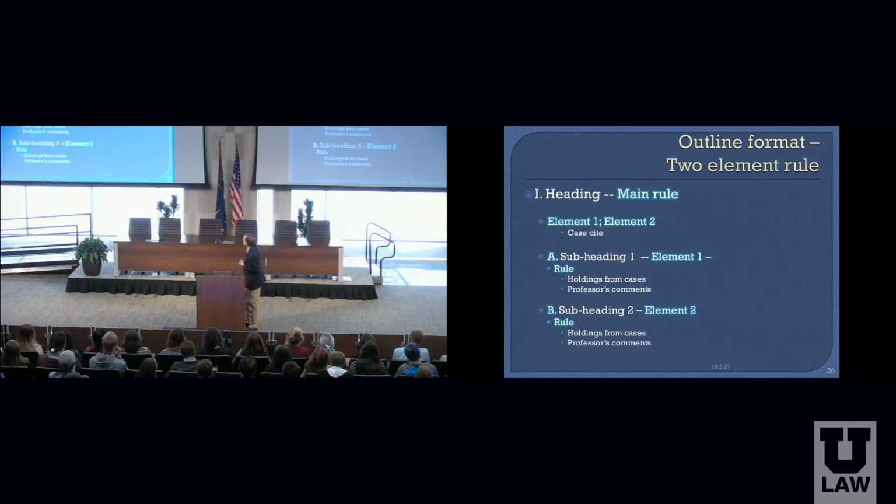So I would have done a 3-element rule here, but I ran out of space. But assume you have a main rule, you then cite the rule, then you'd have a subheading for that element, you define that rule, holdings from cases, professor's comments, B, subheading element 2, rule, boom, boom, boom. Make sense? But notice how we flipped everything. The cases now are buried down here, and it's not so much the name of the cases. What's central? What you need out of the case? The holding, so you can analyze the rule when you're making your fact analogy. All right.